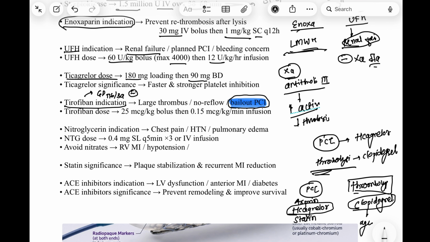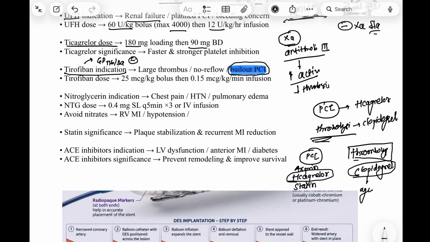Now what do you mean by bailout PCI? So whenever we go for PCI, there are a few patients who have a high burden of thrombus, or during PCI you come across a thrombus which is very hard to break. At this time we will use tirofiban as a bailout PCI. So it is a potent antiplatelet drug which will dissolve the thrombus, right?